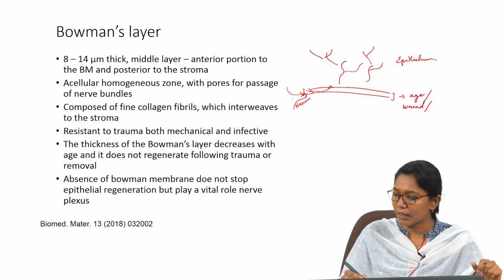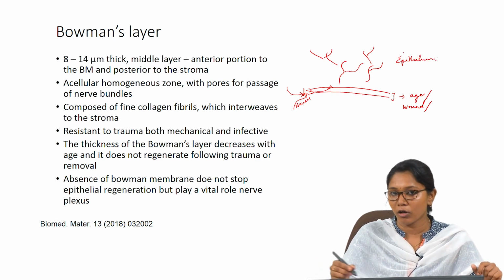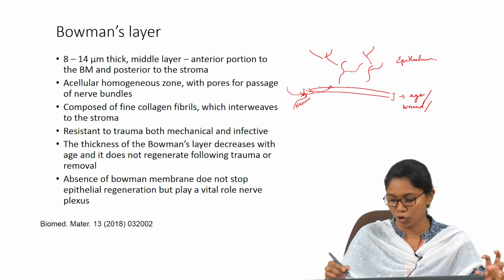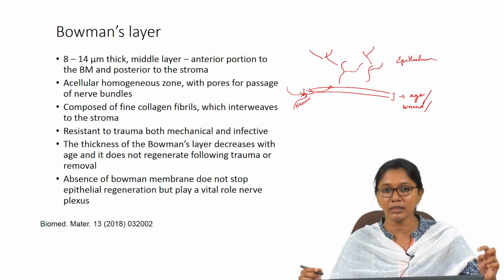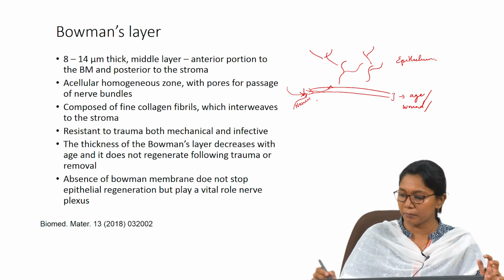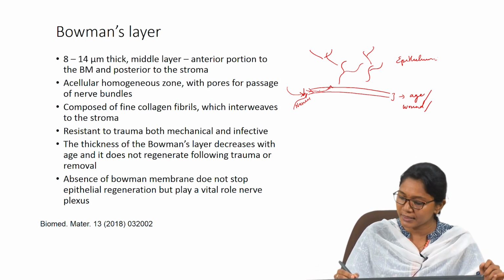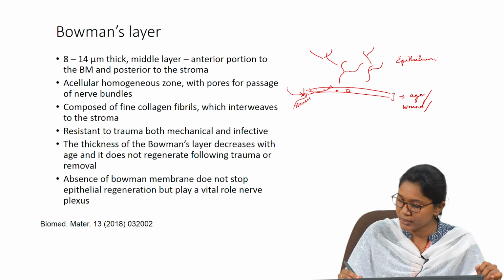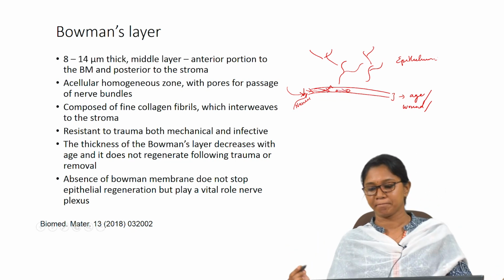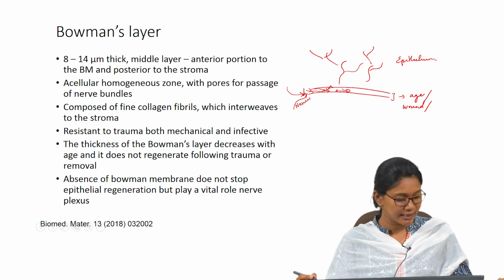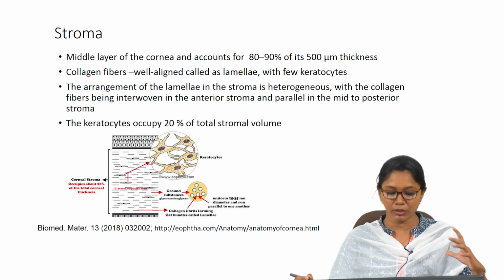So, when there is damage to the Bowman's layer, corneal epithelial repair is not stopped, but there would be a problem in the nerve plexus, which can play a major role. So, this will have pores for the influx of nerves. This is the Bowman's layer, and then we have the stroma.